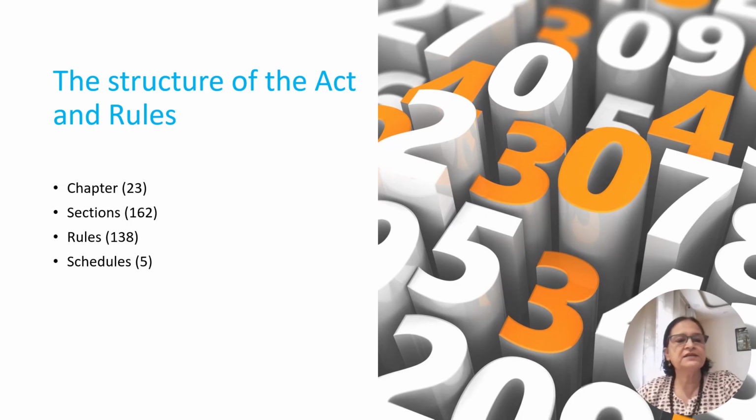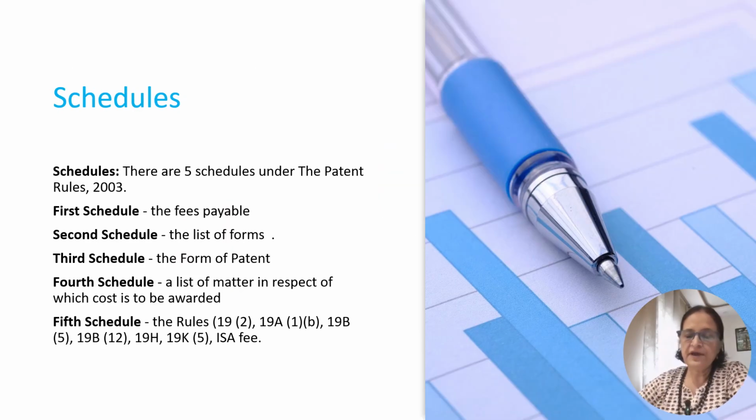This act has a total of 23 chapters, 162 sections, 138 rules, and 5 schedules. So this is the overall structure of the Indian Patents Act 1970. We have 5 schedules in the Patents Act. First schedule refers to the fees which are to be paid, for example, fees for filing, fees for requesting examination. Second schedule refers to the list of forms which can be used for various purposes. For example, the form to request for examination is Form 18 and so on.